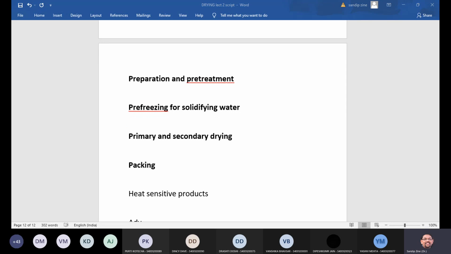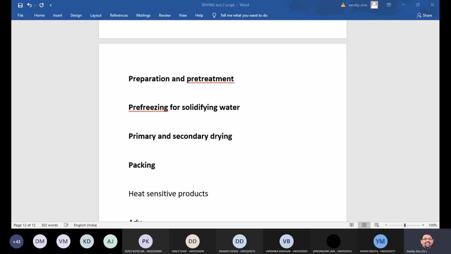The freeze dried product is porous and easy to rehydrate and instantly dissolve, so that will be one of the advantages for dosage forms. Then drying takes place at a very low temperature, so that enzyme action is inhibited and chemical decomposition, particularly hydrolysis, is minimized. Then denaturation of protein doesn't occur over here.